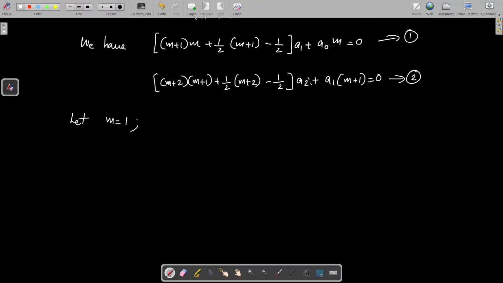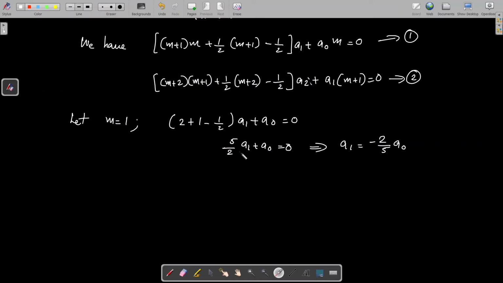First equation becomes m into m plus 1, that is 2 into 1, that is 2, plus (m plus 1) by 2, that is 2 by 2, is 1, so plus 1 minus 1 by 2, a1 plus a0 into 1, that is a0, equal to 0. Likewise, also here you can solve the equation. So this becomes 5 by 2 a1 plus a0 equal to 0. Or this implies that a1 equal to minus 2 by 5 a0. Isn't it? 5 by 2 a1 equal to minus a0, so a1 equal to minus a0 into 2 by 5. So we get a1 in terms of a0.